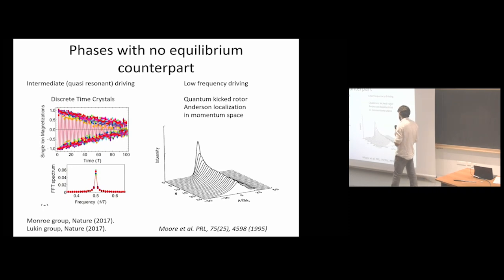And the way that this is observed is, for example, the first time in 1995, you can see that you start with a localized momentum distribution, and then over time, increasing the number of kicks, the momentum distribution broadens a little bit, but eventually reaches this sort of exponential shape, which is similar to what you get in Anderson localization.